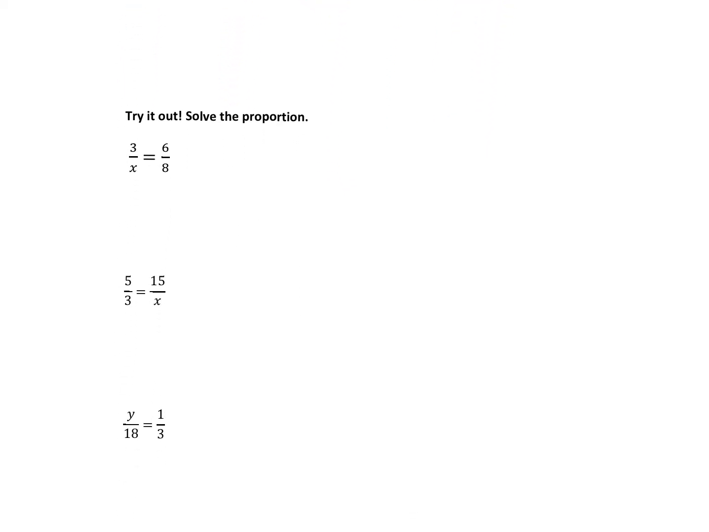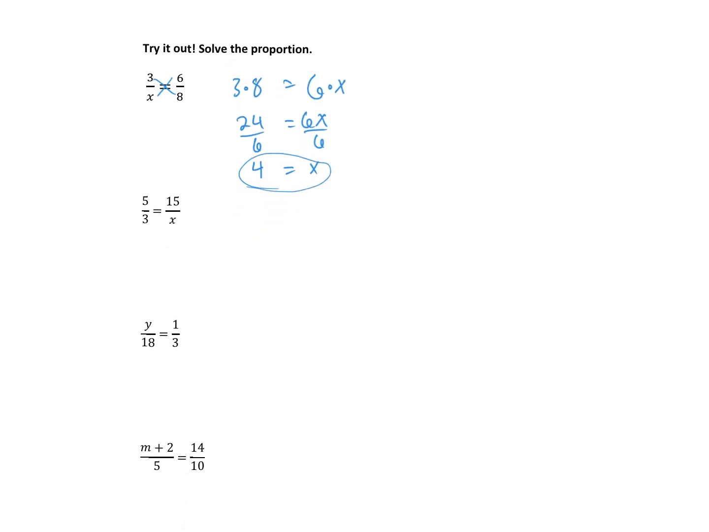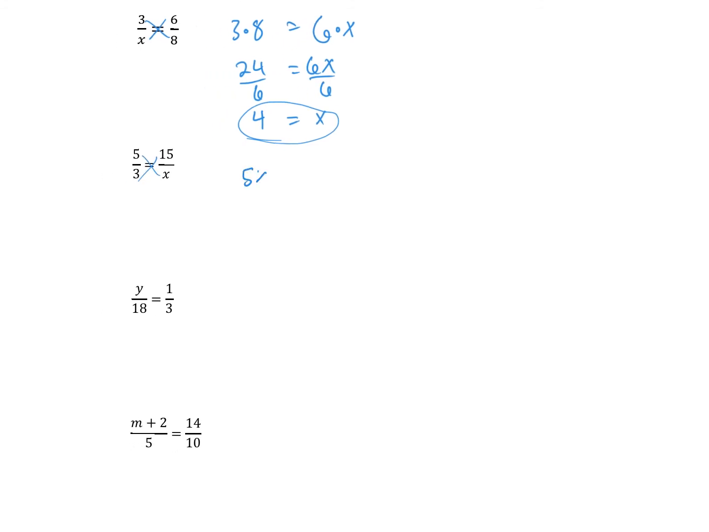So let's try this out. I'm going to cross multiply here. So 3 times 8 must equal 6 times x. 3 times 8 is 24 equals 6x. Divide both sides by 6. X should equal 4. This next one, cross multiplying, I'm going to do 5 times x, so this is 5x, equals 3 times 15, which is 45. Divide both sides by 5. X should equal 9.